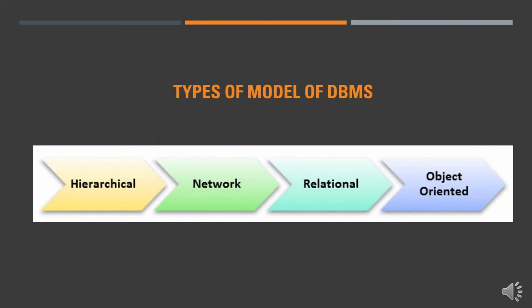To answer the first question, we have to see the four different types of DBMS models. These are four big known types of models: hierarchical, network, relational, and non-relational object-oriented models.